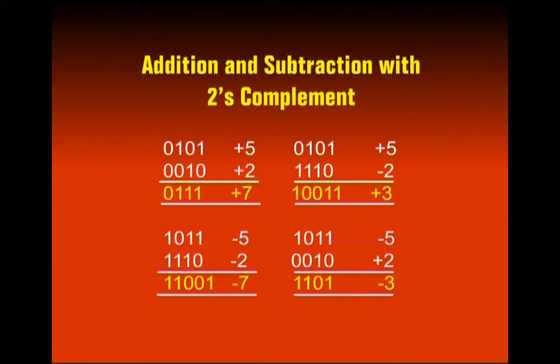For example, the addition of minus 5 and minus 2 results in minus 7. In terms of binary, you see the number 11001. The most significant bit is a carry bit. It can be neglected. So you end up with the number 1001. Now, this is not minus 7. In fact, it is 2's complement of 7. Similarly, when you add minus 5 and plus 2, you get the result minus 3. 1101 is 2's complement of 3. It is, in fact, representing minus 3.